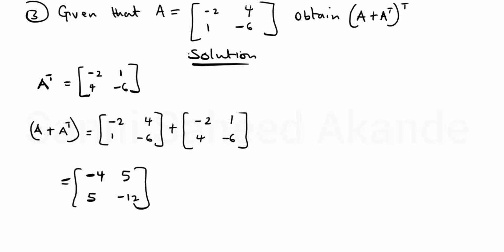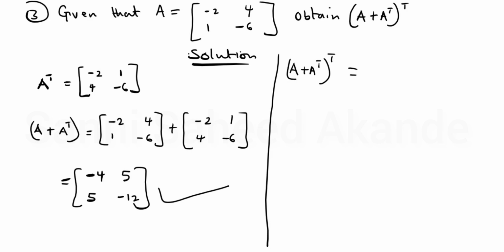Understood? So let's continue. We now want to find the transpose of A plus A transpose. What will be the transpose of this answer that we got? The first row will become the first column here, which is -4 and 5. Then the second row will become the second column here, which is 5 and -12.